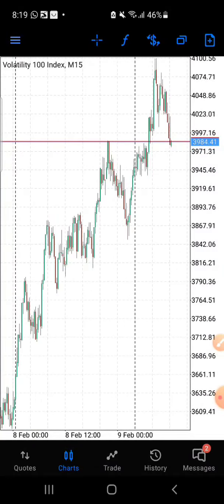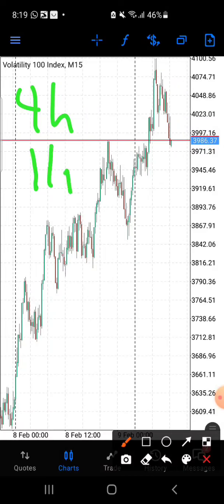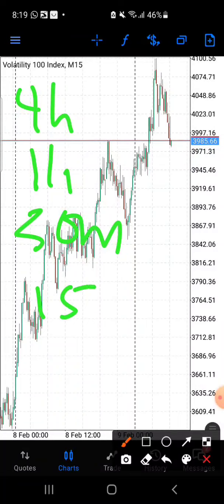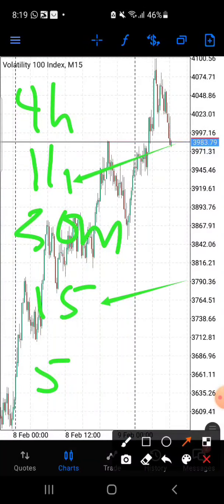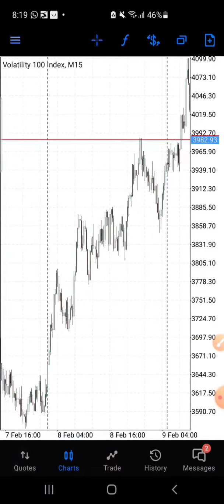So remember, you can trade this on any time frame. You can trade it on 4 hours, 1 hour, 30 minutes, 15 minutes, you can even trade it on 5 minutes. But for me, I prefer using either 15 minutes or 1 hour to trade this setup. So you can choose. You must not use the same time frame as me. You can use any time frame that you wish.